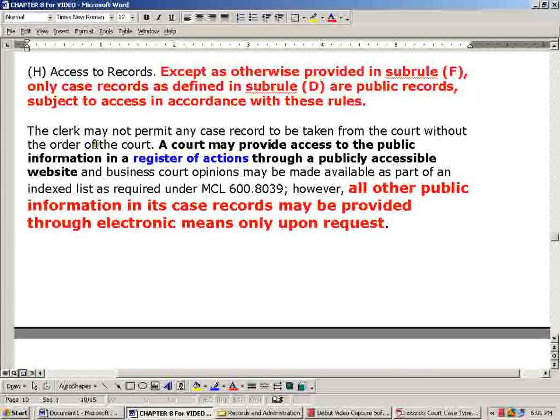The clerk may not permit the case record to be taken from the court without an order of the court. The court may provide access to public information in a register of actions through a publicly accessible website, and you can find them when you go search a register of actions. Hey, they do show up. All other public information in its case records may be provided through electronic means only upon request. You could have them email you this stuff.